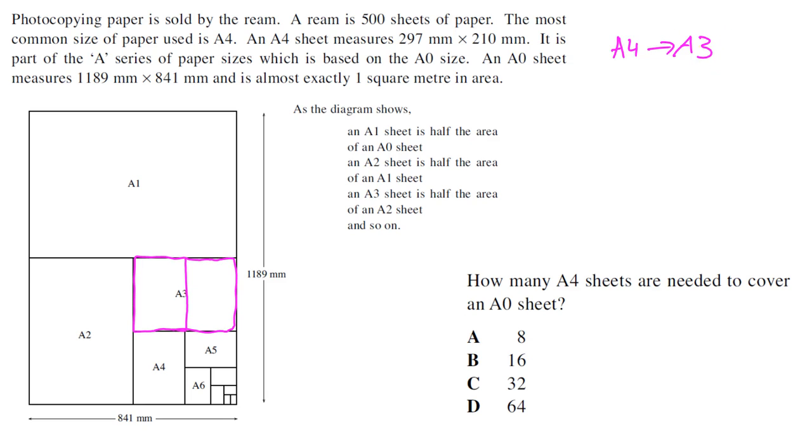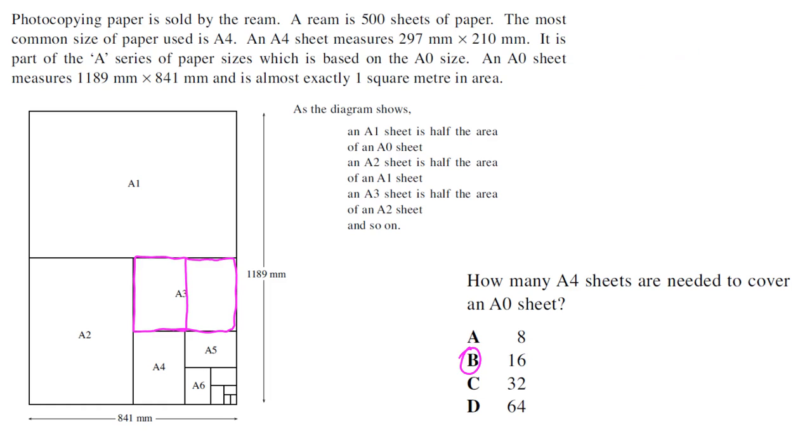And then we need 2 A3 pages to cover an A2 page, or 4 A4 pages to cover an A2 page. And then to cover an A1 page, we need double that again, which will be 8. And we can double that again to get to A0, or 16. So the answer is B, but we can again represent this in a more easy to understand table form.